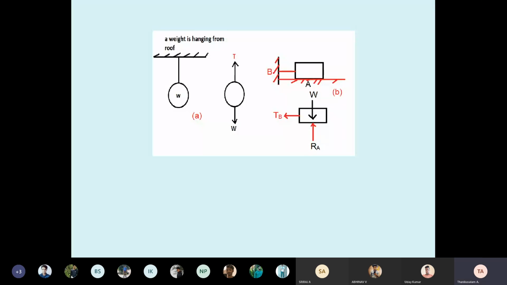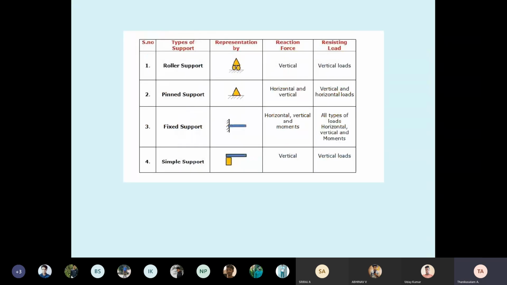See here, we use this day by day in our home or some places. That is called fixed support: the hanger is fixed on the wall. The computer table has rollers. Sometimes the washing machine has four rollers at the bottom, and we move it. That's called roller support. So apart from the previous supports, these are the specific supports we use in engineering applications or day-by-day applications.